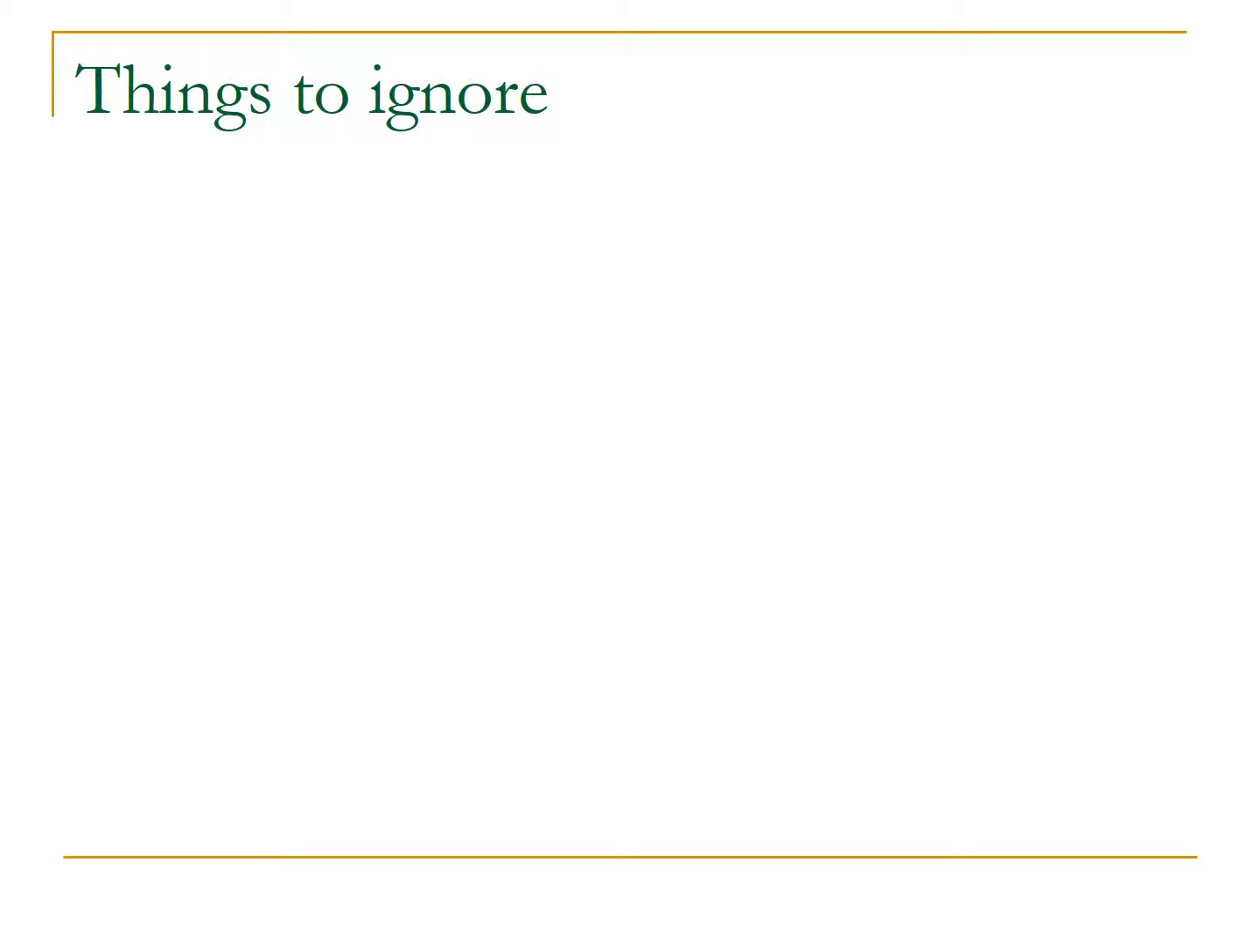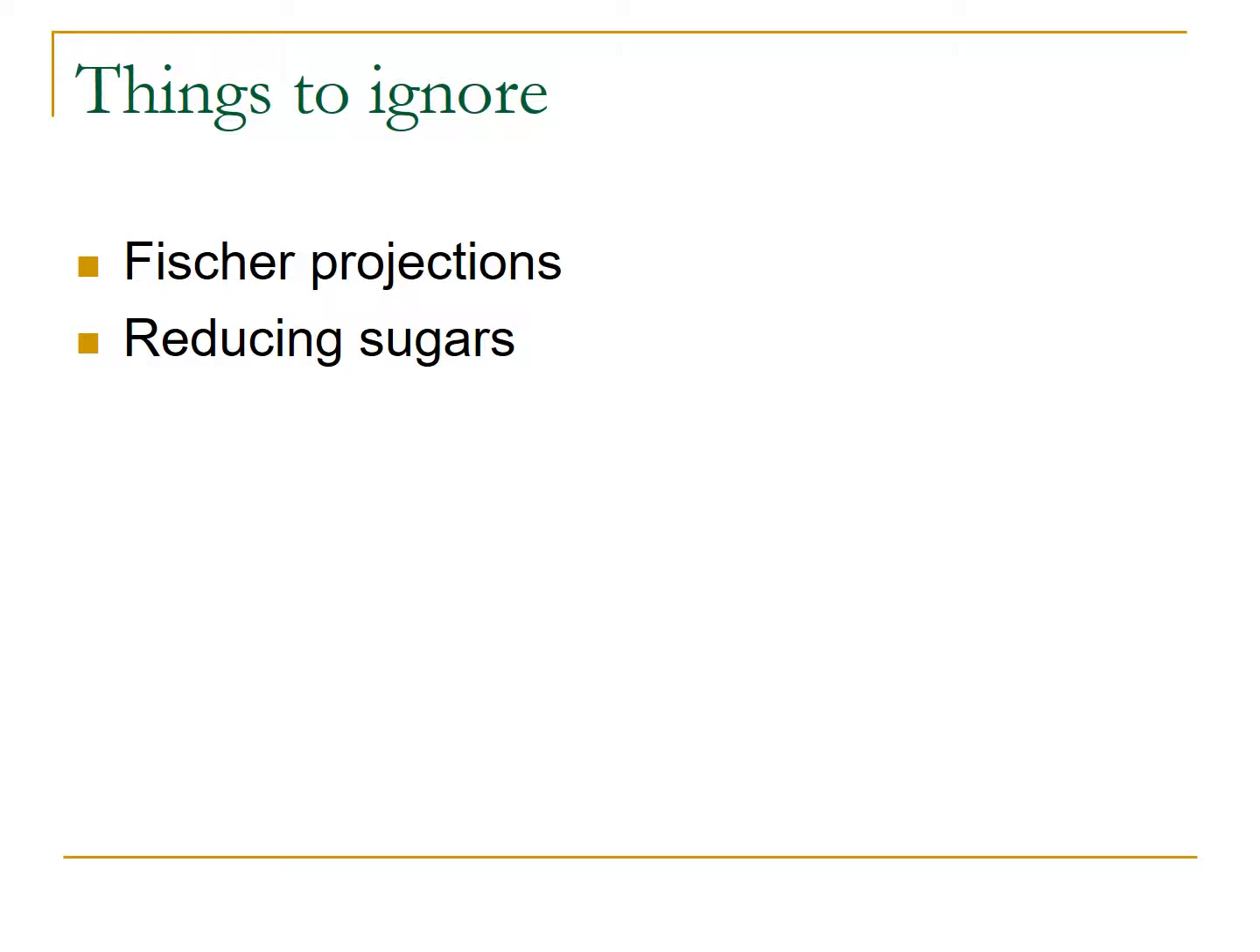Now, there are a couple of things in the chapters on carbohydrates and lipids that you can skip over. And that would be anything that discusses the Fisher projections and the difference between reducing sugars and non-reducing sugars. So you do not have to worry about that in the book.